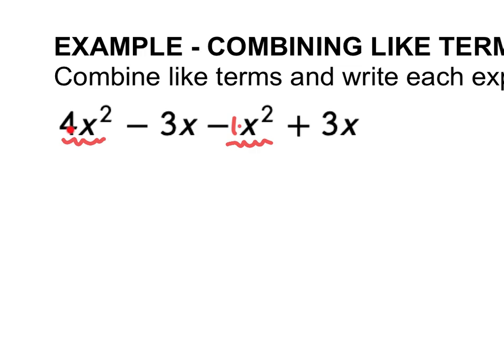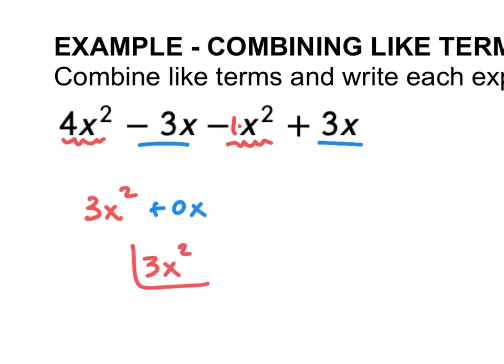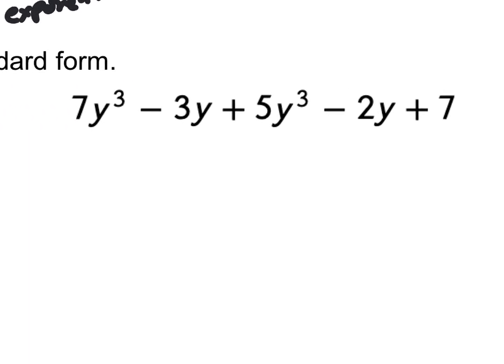All right, so I'm doing 4x squared minus 1x squared gives me 3x squared, okay? And then here, if I want to add my negative 3x and positive 3x, those are like terms, that's actually going to add to 0x. And if you've got 0 times some number, it's just going to be 0. So your answer is just going to end up being 3x squared here, okay? All right, let's take a look at the next one.